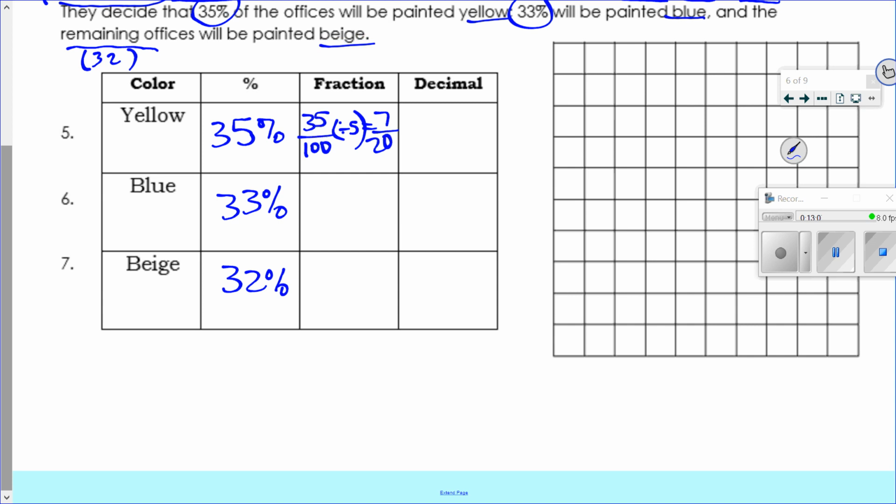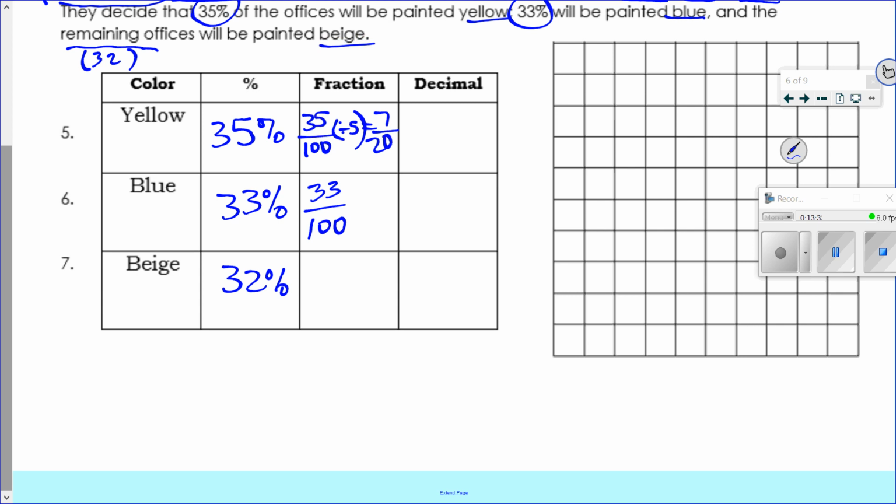Okay. What about the next one? What's my next fraction? You got it. Say it again. Good. 33 over 100. Leah, can I simplify that, or am I solid right here?